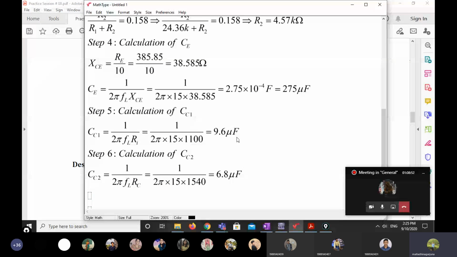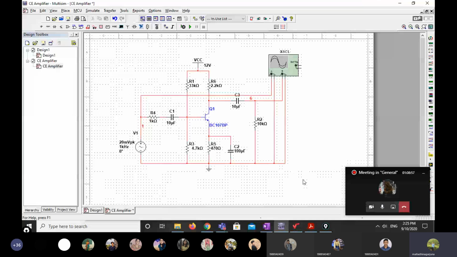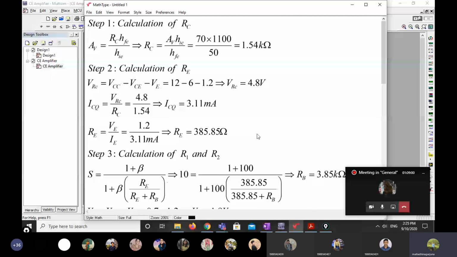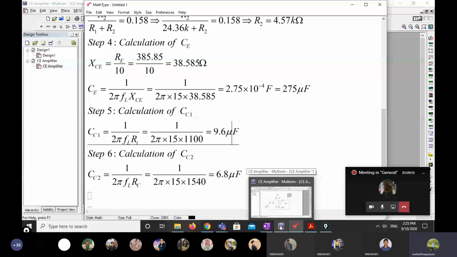I will show you that practical. So it's completed. I will show you the implemented results of the circuit diagram.